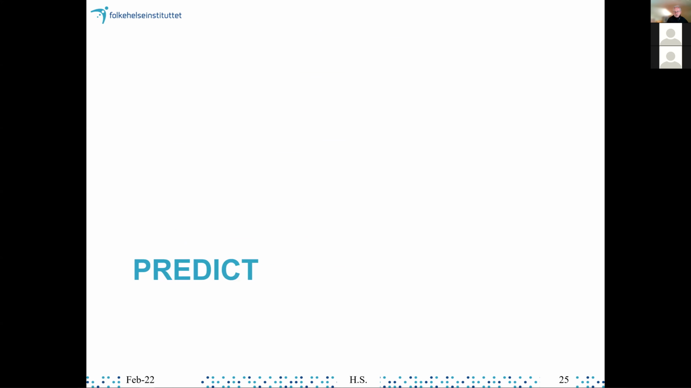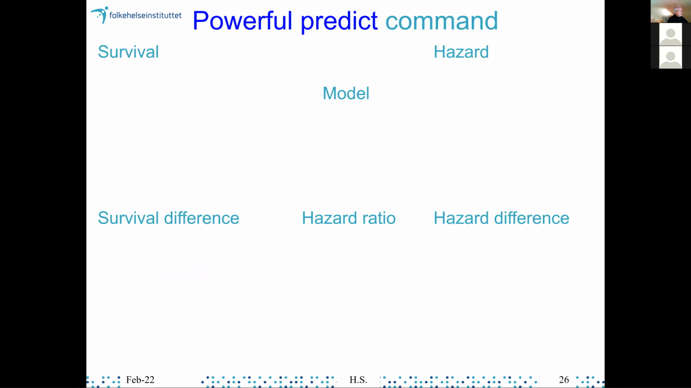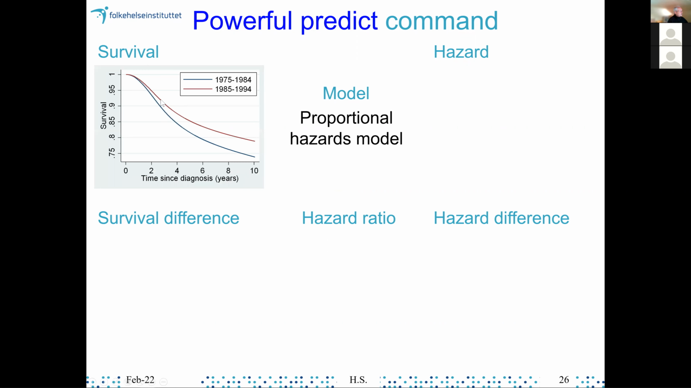Now, a few words about the predict command. One thing I like about these flexible models is that you have a very powerful predict command. So I'm starting now with a proportional hazards model. And from that model, I can predict survival. This is now not a Kaplan-Meier plot, but predicted survival from the model. And you can do that at specific variables, or you can also have so-called standardized plots, standardized to a population.